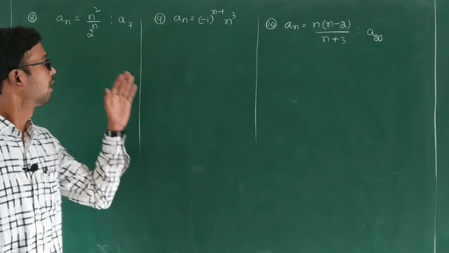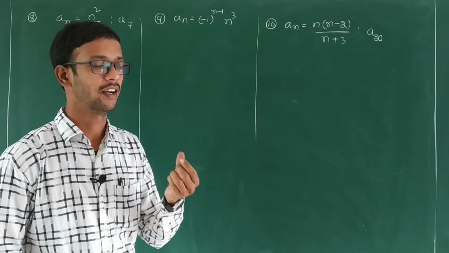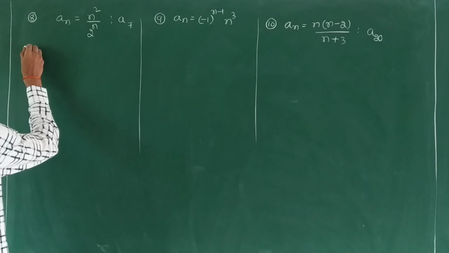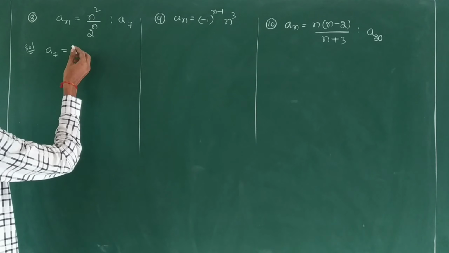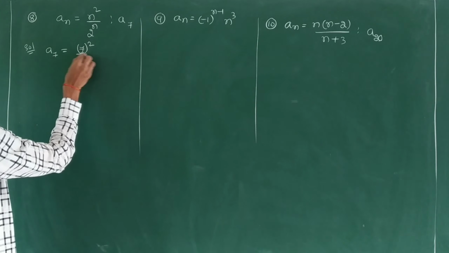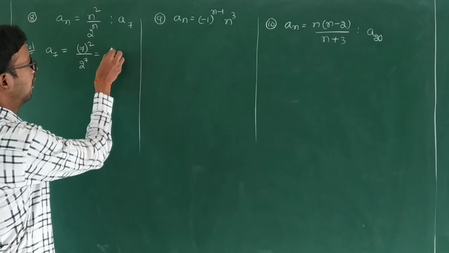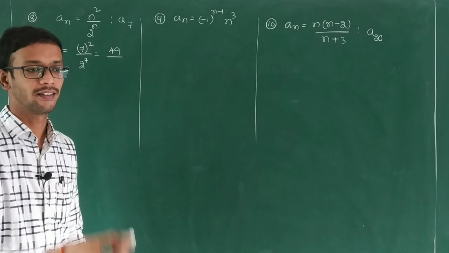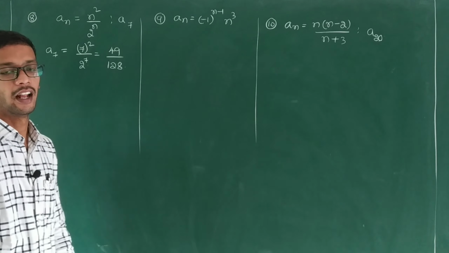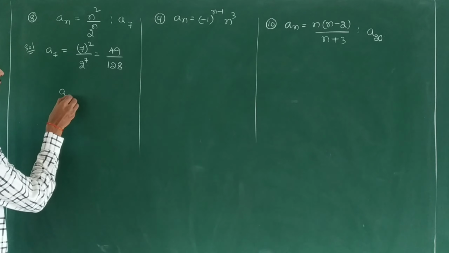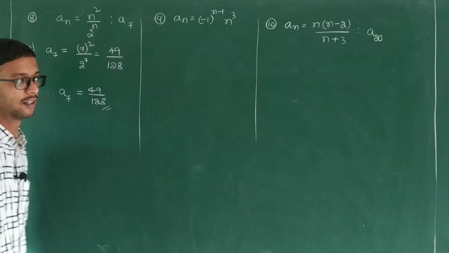Now the eighth problem: an equals n square by 2 power n, and we have to find a7, the 7th term. So the solution: a7 is equal to 7 square by 2 power 7. 7 square, 7 7s are 49. 2 multiplied 7 times, you will get 128. So a7 is 49 by 128.